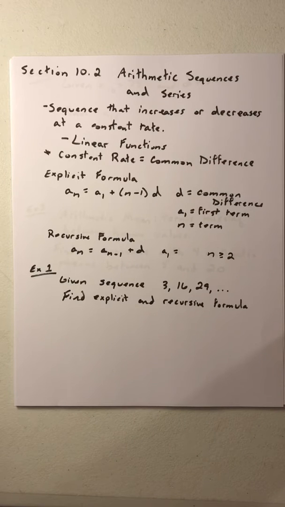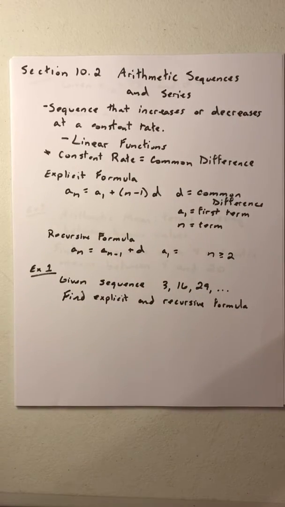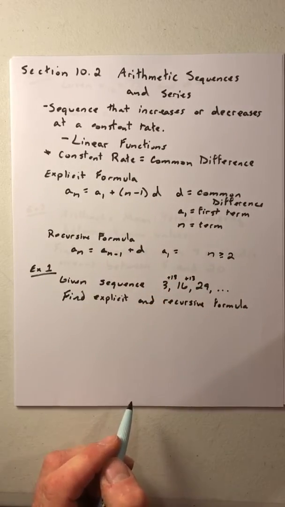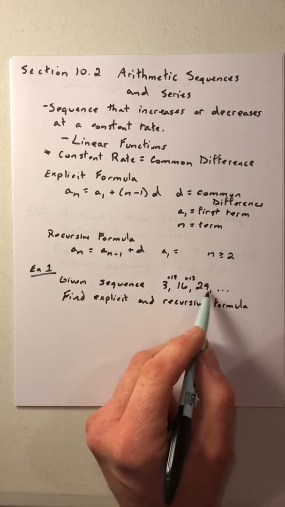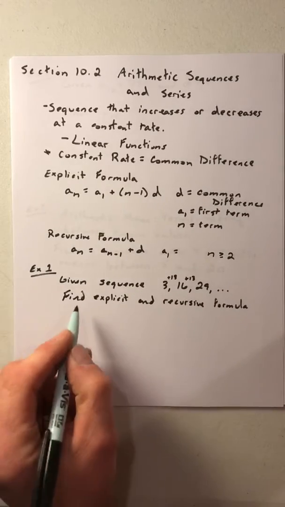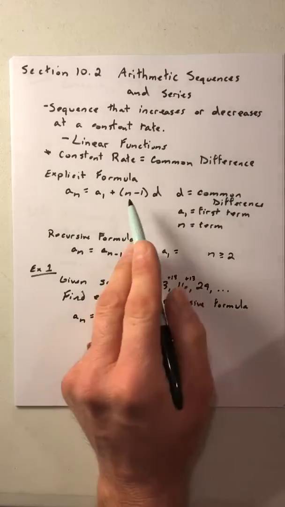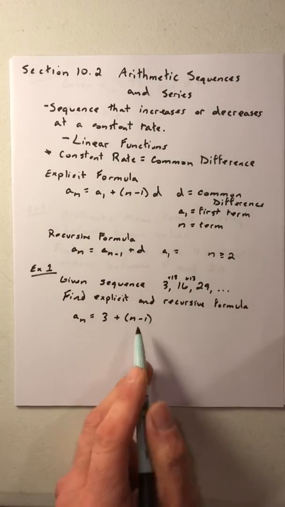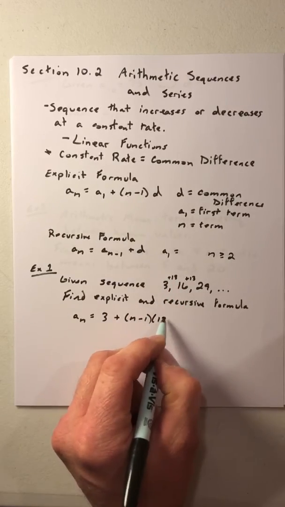So in example 1, we're going to give you a sequence, 3, 16, 29, and so on, and we're going to find the explicit and the recursive formula. Well, in this case, we see that we can add 13 to each term to get to the next term. So 3 plus 13 gives us 16, 16 plus 13 gives us 29. Explicitly, our first term is 3. We also know that we take the number of terms minus 1, times the common difference. The common difference in this case is 13.